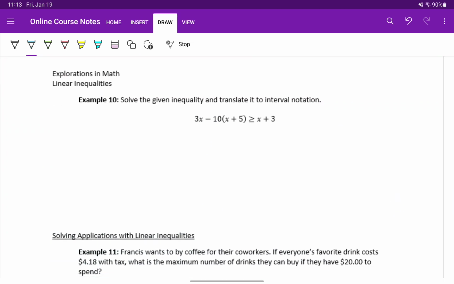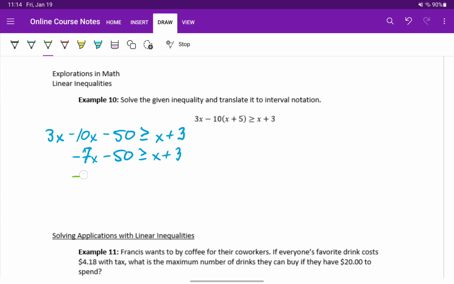Looking at one more example, the first thing we need to do is take that -10 and distribute it through that set of parentheses, giving us 3x minus 10x minus 50 is greater than or equal to x plus 3. Combining like terms on the left-hand side will give us -7x minus 50 is greater than or equal to x plus 3.